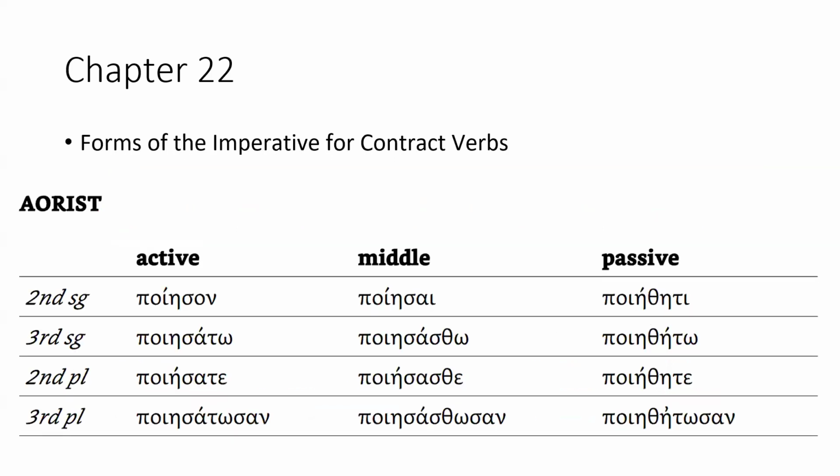Forms of the imperative for contract verbs. For the aorist, ployeson, ployesai for the middle, ployetheti for the passive. Again, you can pause and look through the paradigm on your own time.